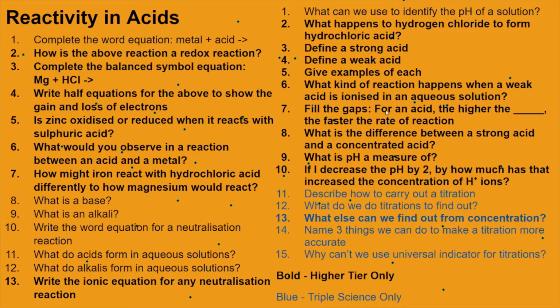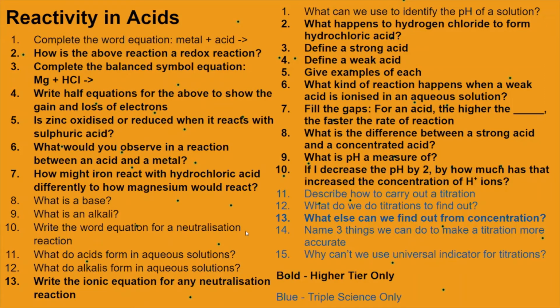So, fill the gaps. For an acid, the higher the concentration of H+ ions, the faster the rate of reaction, because acids react through the H+ ions. The H+ ions are pretty reactive, and that's why we see acids in so many reactions, because what happens when acids react with stuff is actually those H+ ions react with it. We saw what happened when acids and bases react in neutralisation: the H+ ions react with the OH- ions.